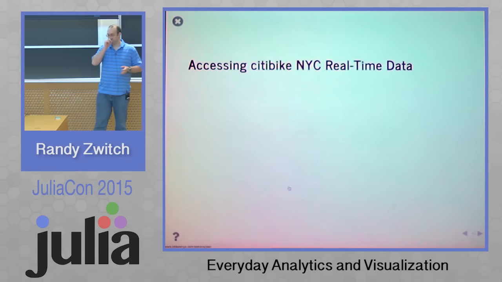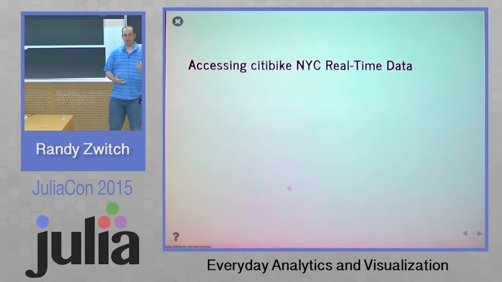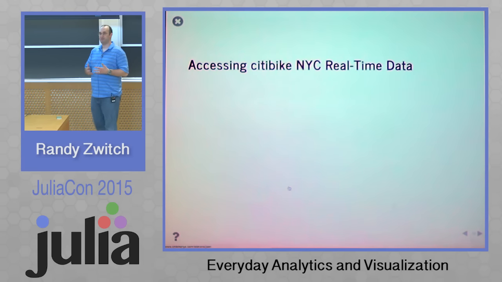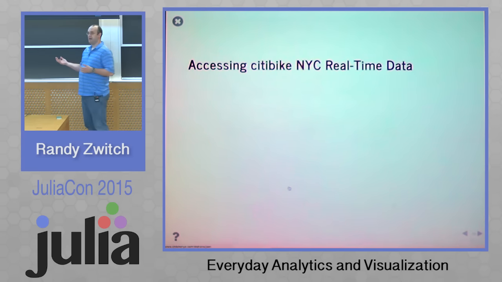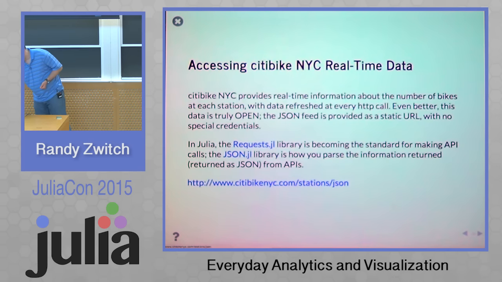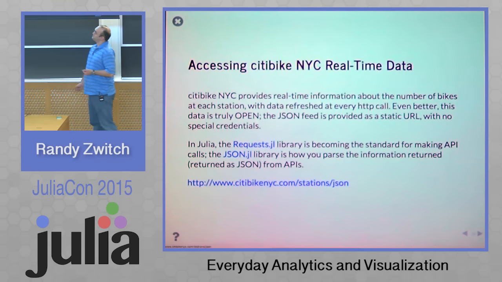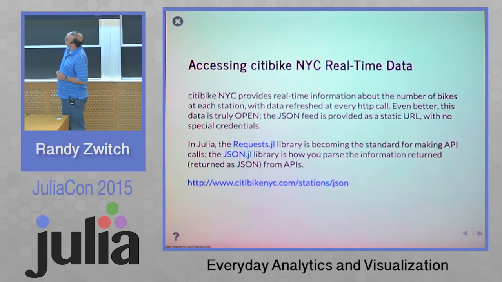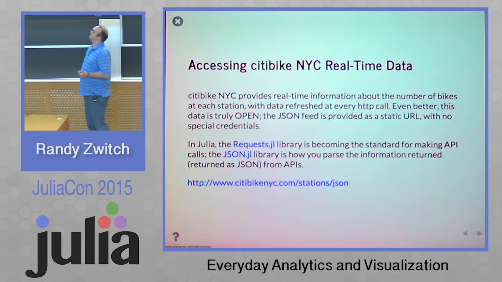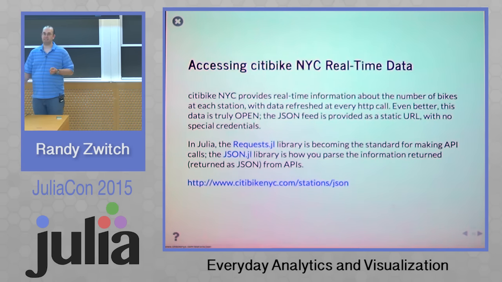So as I said, Citibike really wants people to analyze their data. They provide these files as CSVs, but they actually have a real-time API. And what we're going to do now is access the real-time API and plot where the most bikes are available, in real time. The way that we're going to do this is using the requests library. This is what I've used anytime I've been accessing web APIs. There's a handful of others. And it returns JSON objects, so we use the JSON library to parse the data.